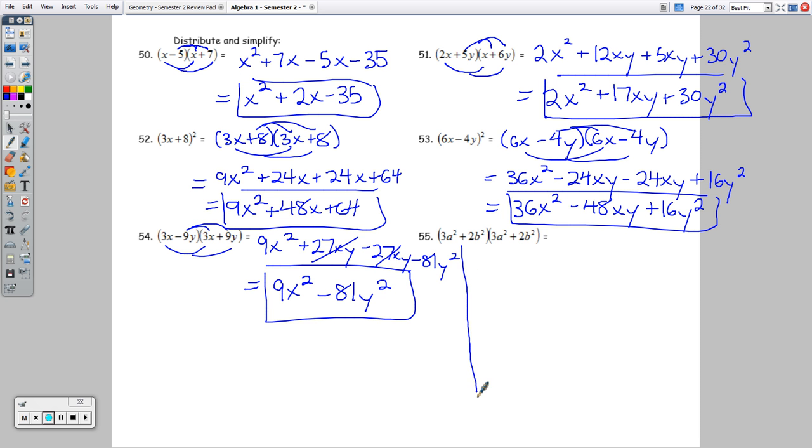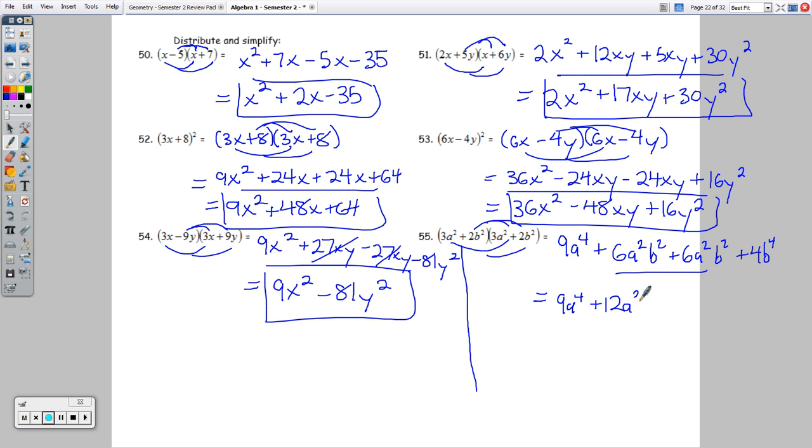And then finally for this one, distribute that through and that through. 3a squared times 3a squared would be 9a to the fourth. 3a squared times 2b squared would be 6a squared b squared. We've got two of those. And then this would be 4b to the fourth. Combining like terms, these are the like terms here. 9a to the fourth plus 12a squared b squared plus 4b to the fourth.